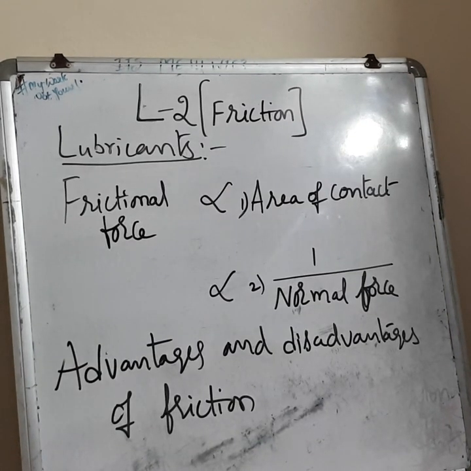Next, just now we discussed the interlocking system. When an object moves on a rough surface, there is more interlocking. To avoid this interlocking, we have to apply some substances that can reduce the friction. Such substances we call lubricants. By applying these lubricants, friction is reduced to a great extent.